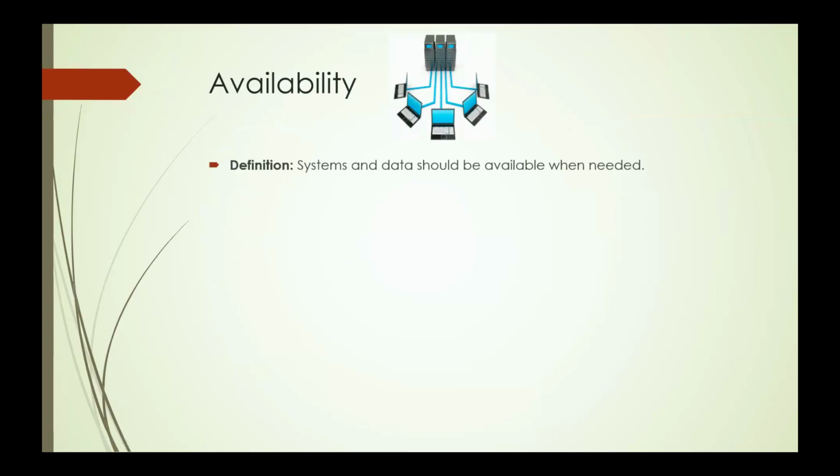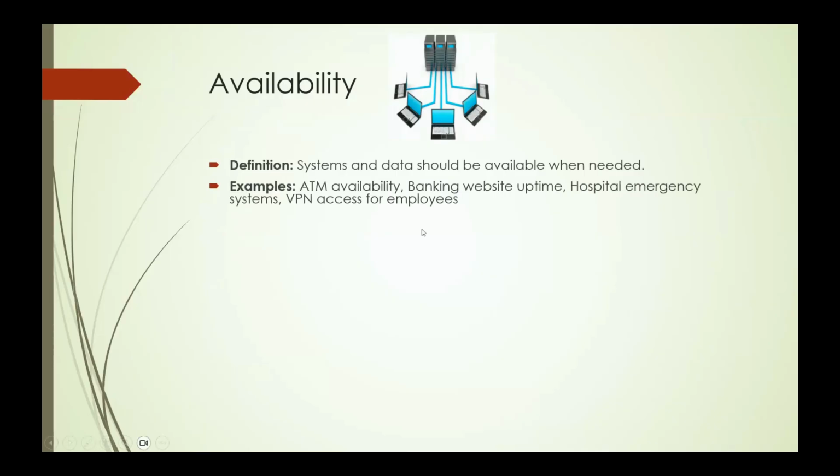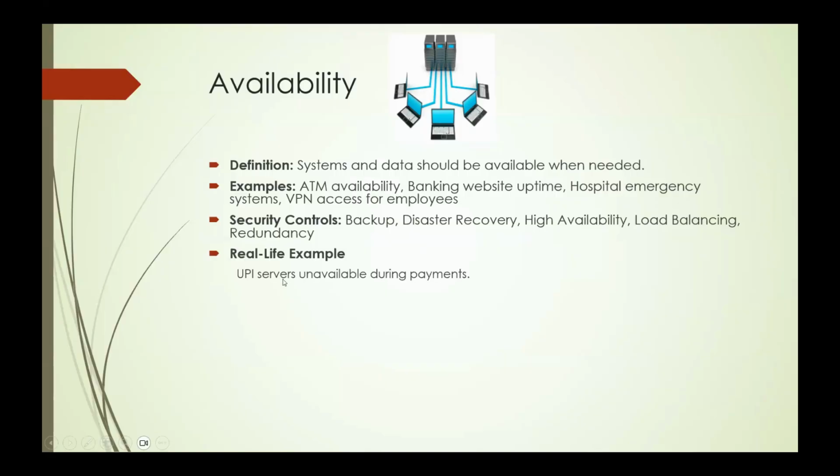Now let's discuss availability. Systems and data should be accessible whenever the user needs them. That is nothing but availability. Like 24 by 7, we need ATM availability, banking websites, hospital emergency systems, VPN access for employees especially. Organizations maintain availability using backup strategies, disaster recovery, high availability, load balancing, and redundancy.